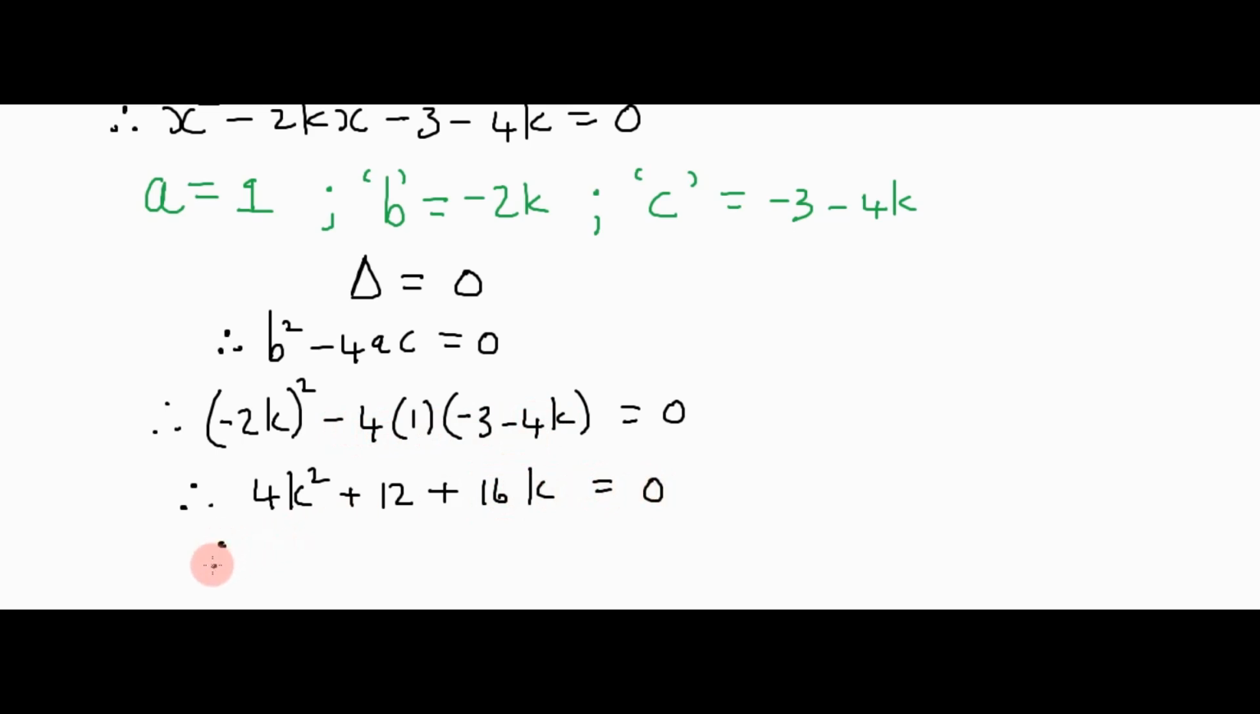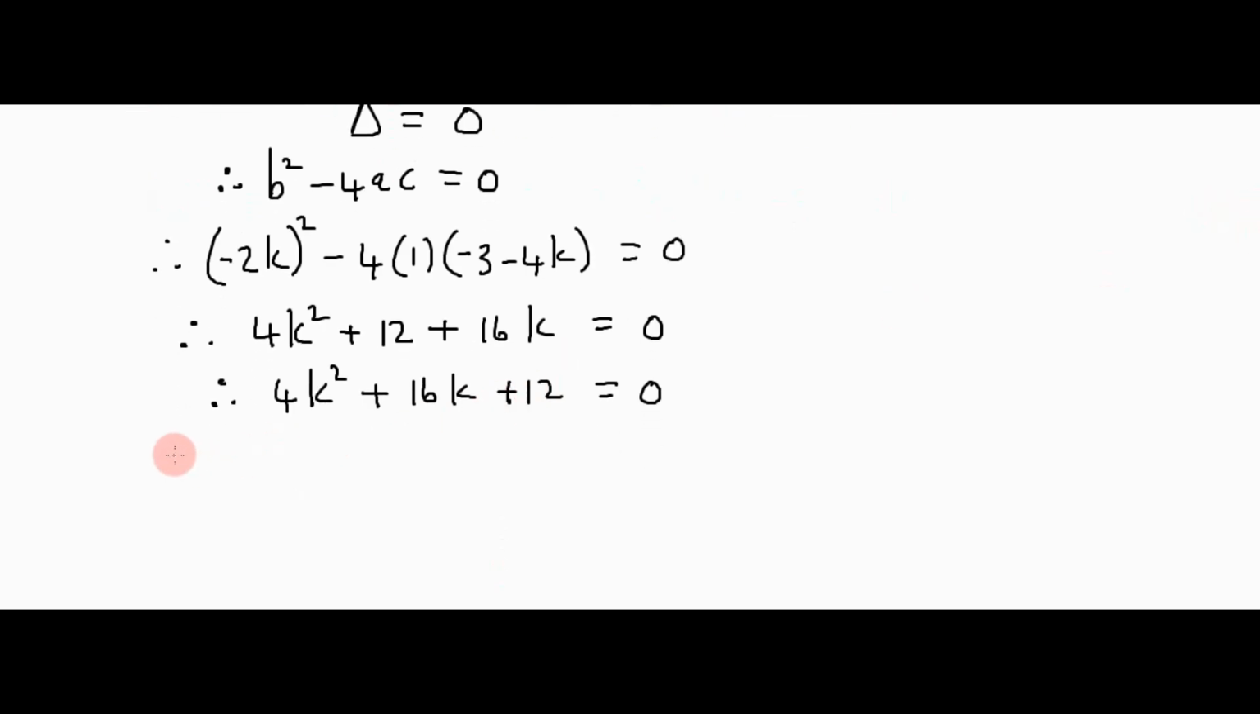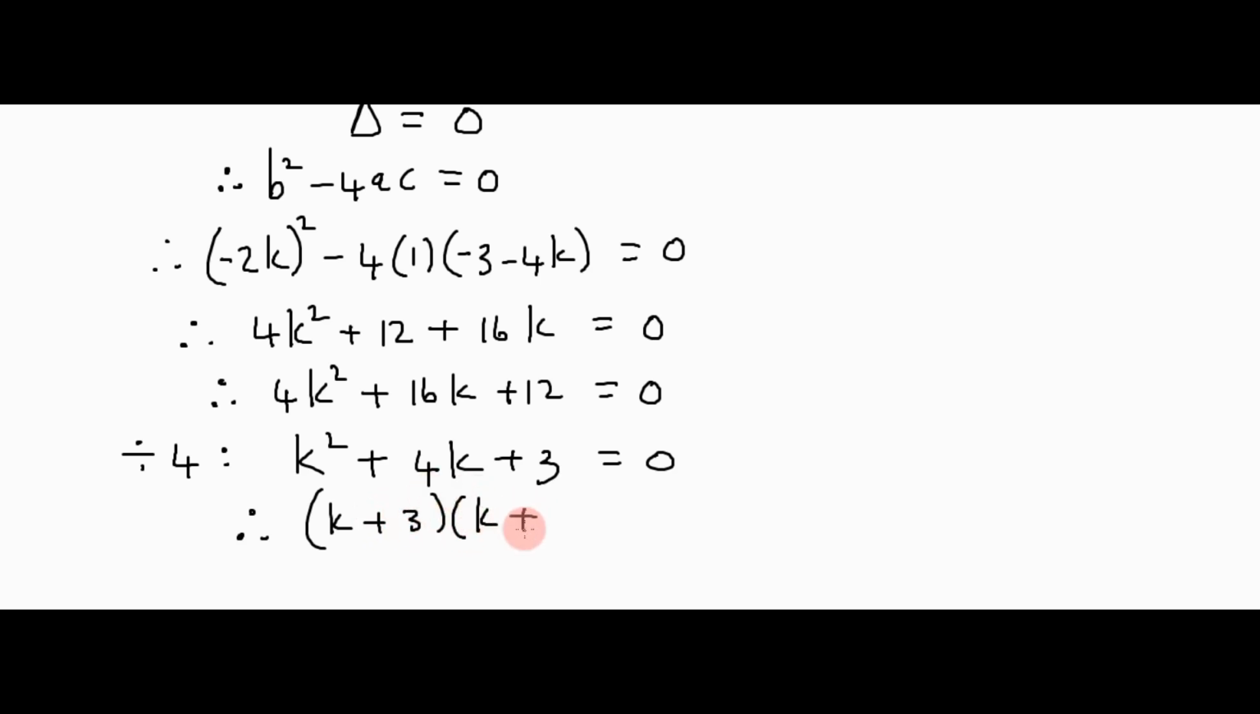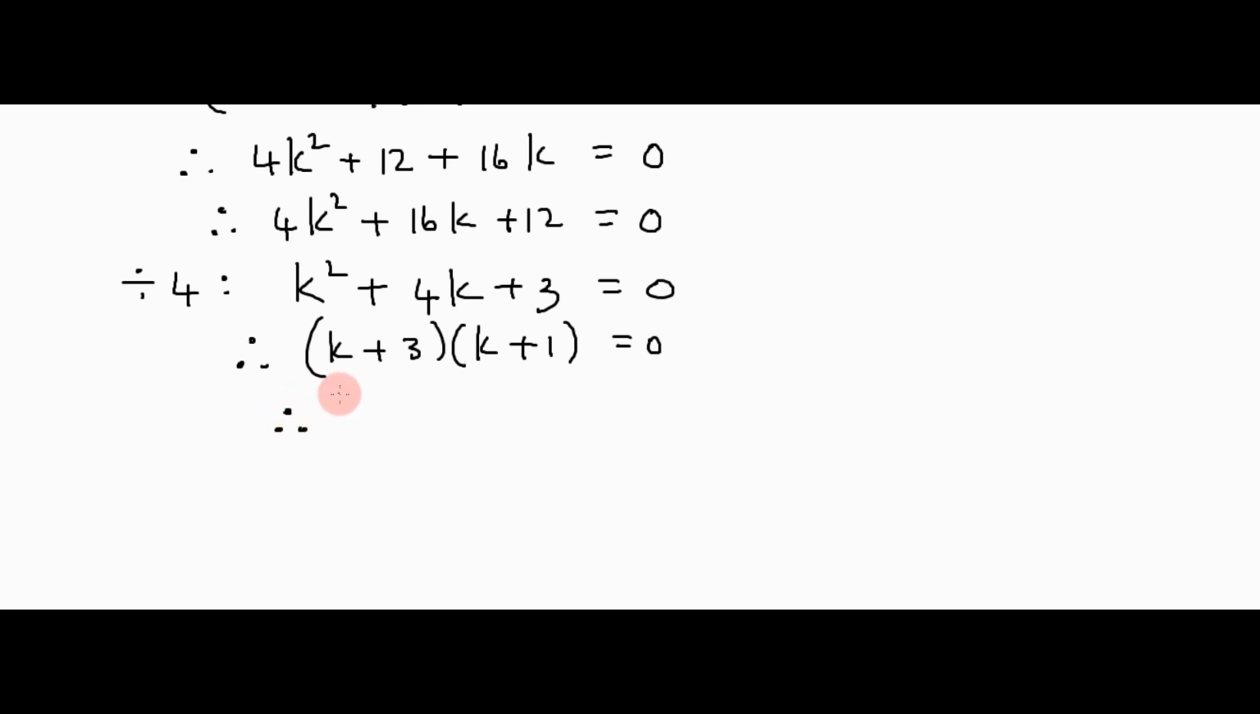We can rearrange the terms. So we basically end up with a quadratic in k. We can simplify further by dividing through by 4. And now we can factorize. So k plus 3 times k plus 1 equals 0. And in solving for k, we see that k equals negative 3 or k equals negative 1.